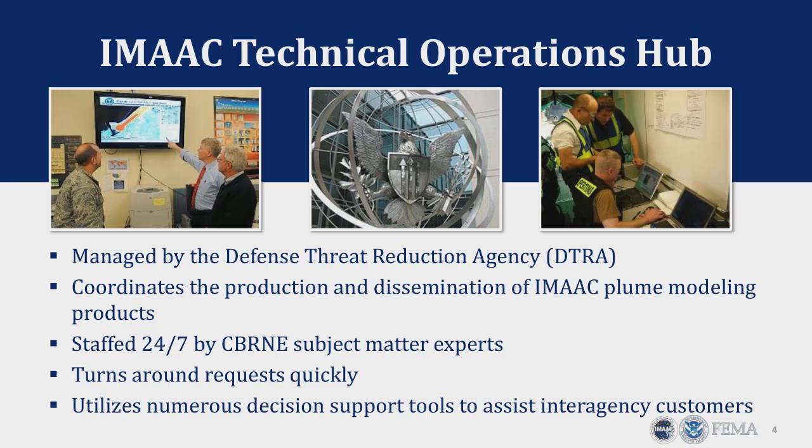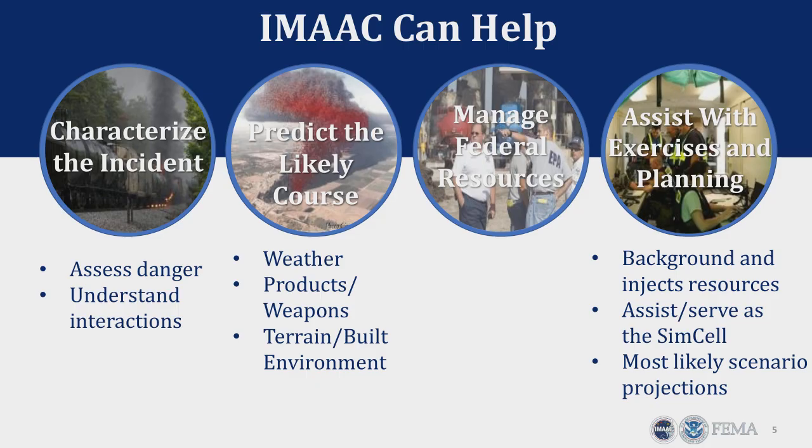Next, slide 5. So how do we help? The big thing is characterizing the incident. Based on the information we're getting, is this something that's going to shut down an entire town or half a state, or is this something that a few neighborhoods are going to need to be notified? Understanding the potential for danger and understanding interactions, such as that little circle there on the left where it says characterize the incident. That was one of our bigger incidents.